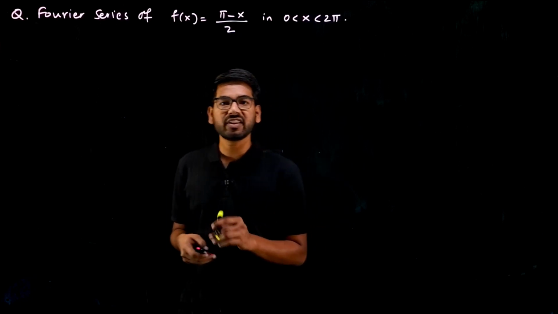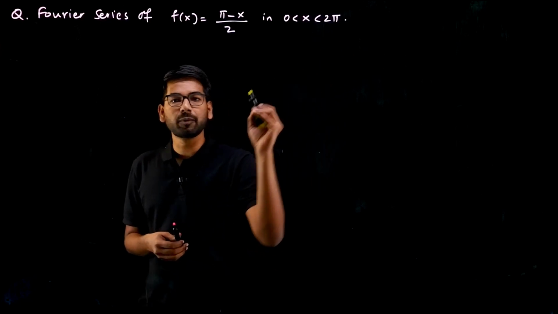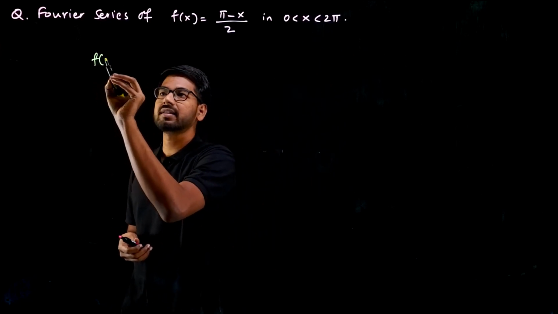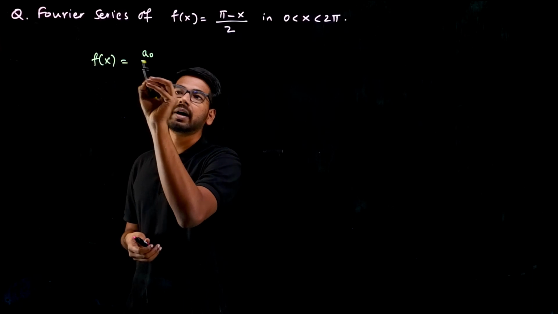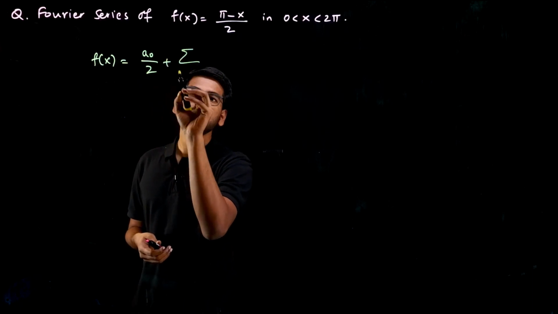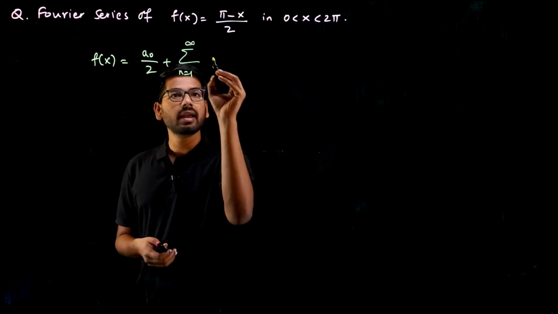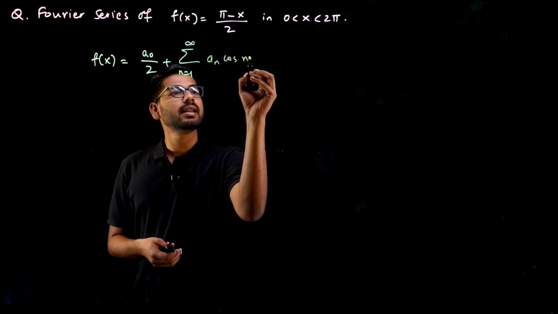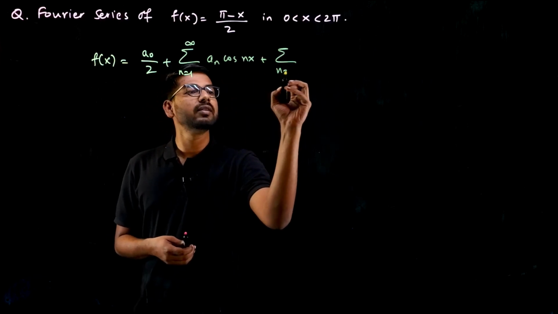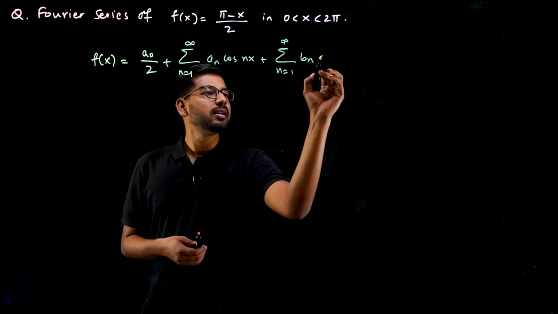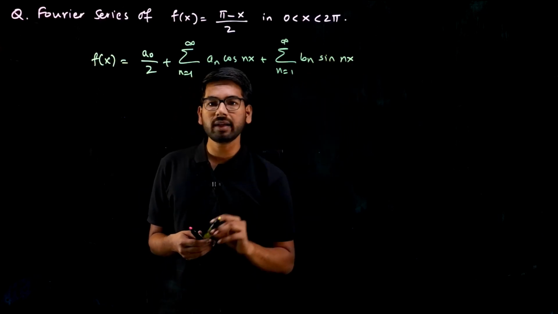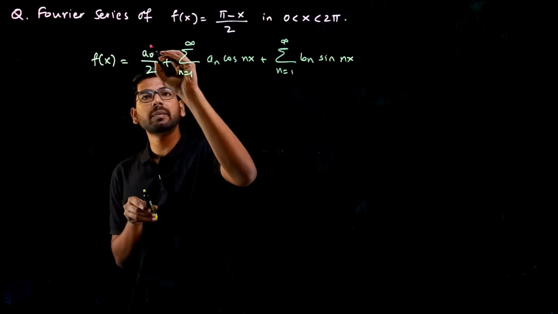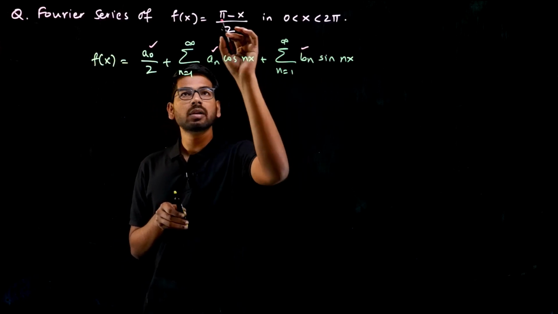So what is the Fourier series expansion? When the interval is given in terms of pi, the expansion is f of x is equal to a0 by 2 plus summation from 1 to infinity an cos nx plus summation 1 to infinity bn sin nx. So we need to find a0, an and bn which depend upon f of x.